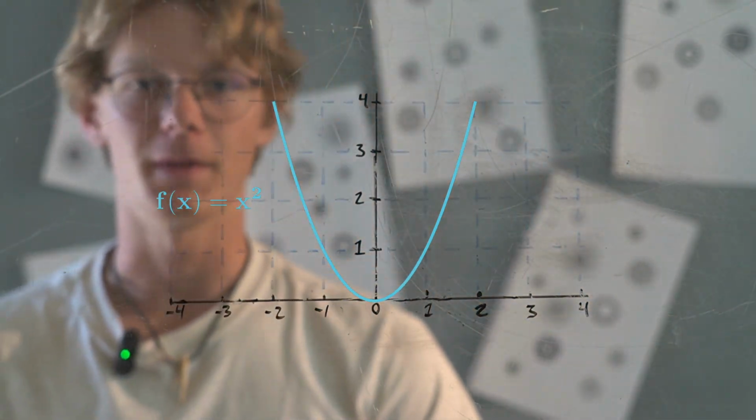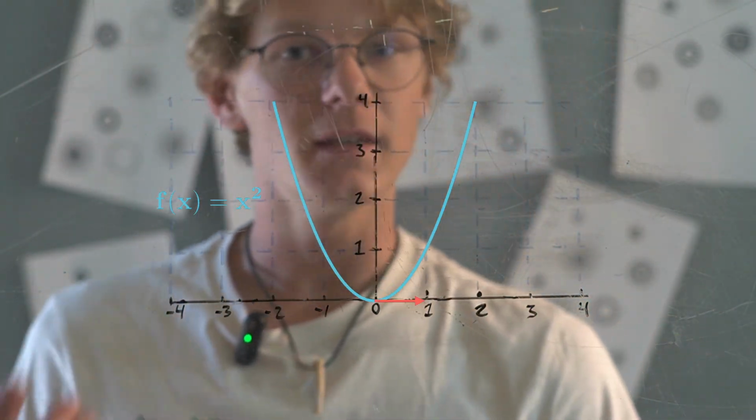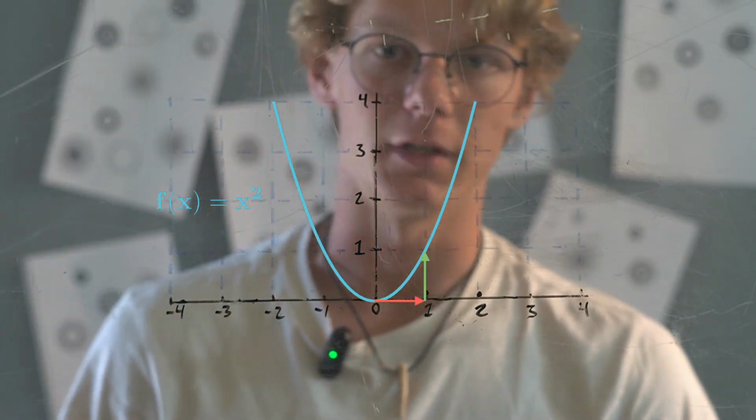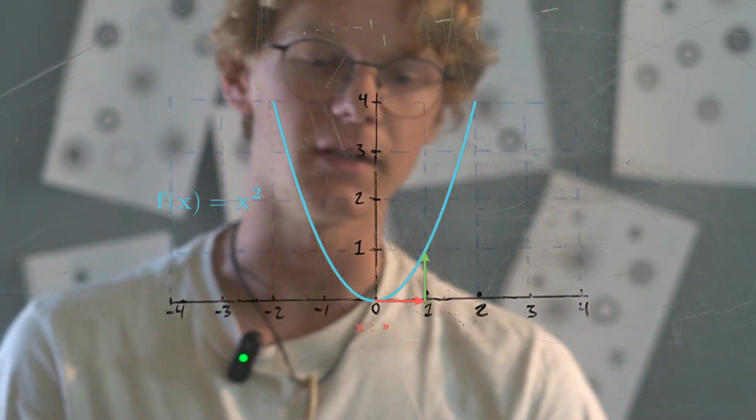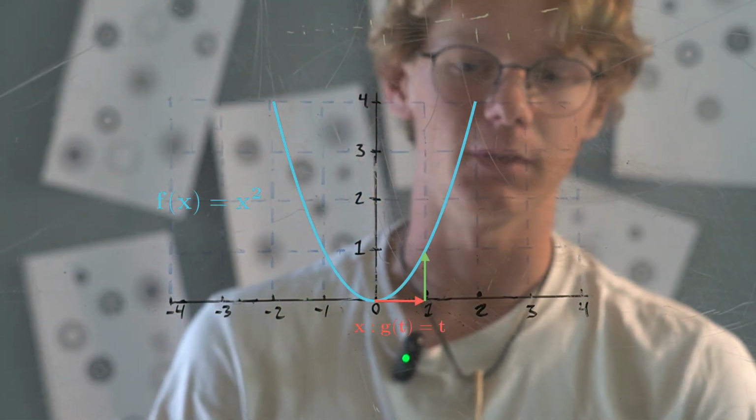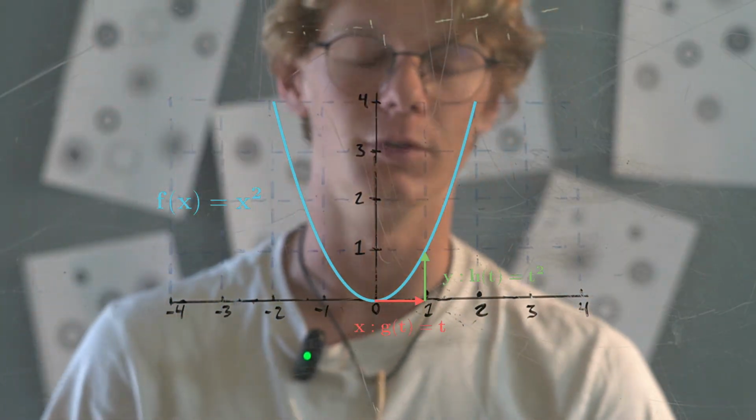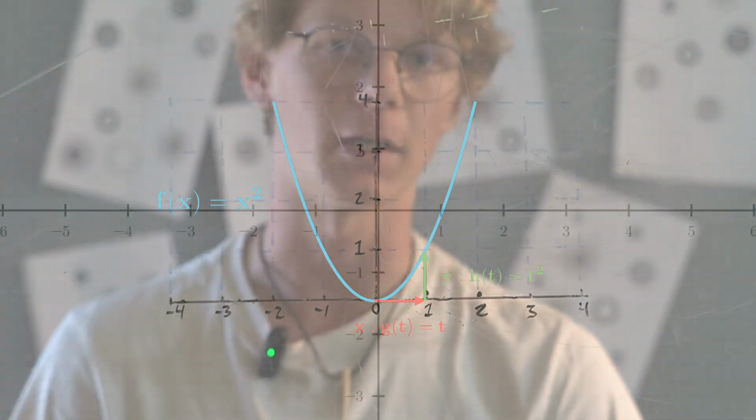We can represent this also with a set of vectors. We can then describe each of these vectors using its own associated equation. For x, we can say g of t is equal to t, and for y, we can say h of t is equal to t squared. Using these two functions, we can now describe our original function using a set of parametric equations.